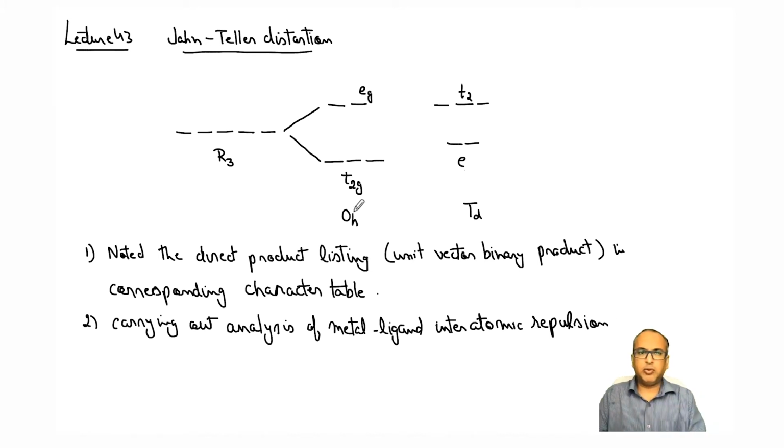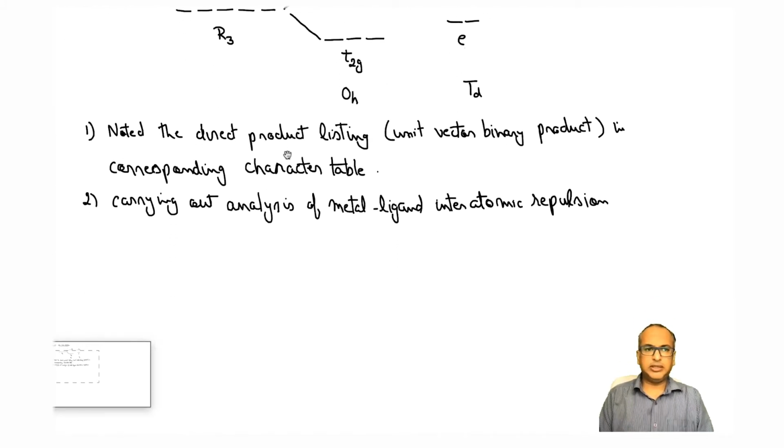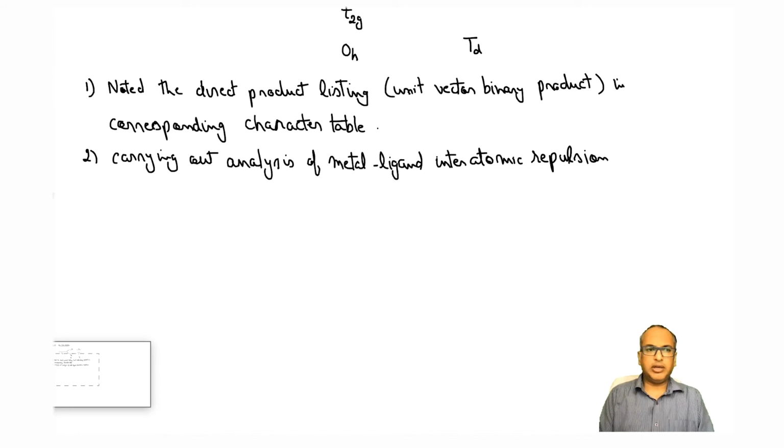So in case of Oh, we saw that the T2g is stabilized because of this interatomic repulsion between metal orbitals and the ligand orbitals, and Eg got destabilized. Similarly, in case of tetrahedral, we saw due to this repulsion, E is stabilized and T2 is destabilized. Right? So this we saw. So now the next step is to further understand the distortion. What do you mean by the distortion?